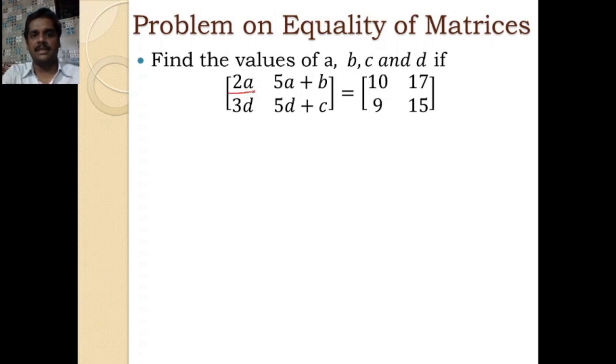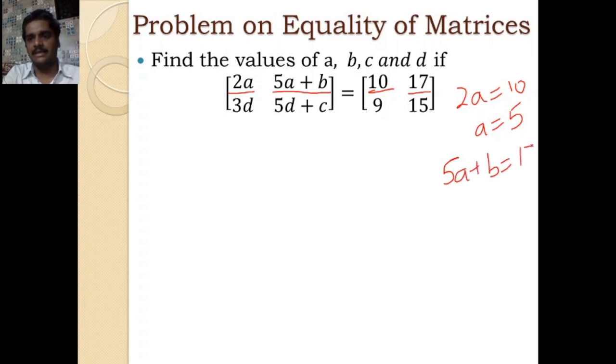This 2A will equal 10. So that means A will equal 5. This 5A plus B will equal 17. 5A plus B equals 17 means you have to put A value 5. So 5 fives are 25. 25 will transfer to the other side, and become minus 25. So B will equal 17 minus 25, that is minus 8.